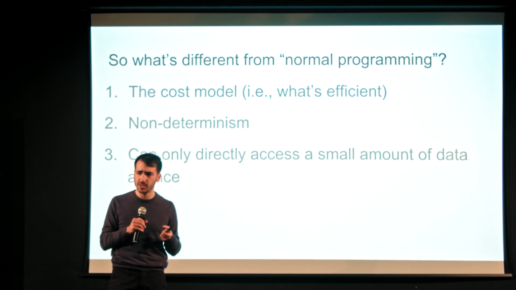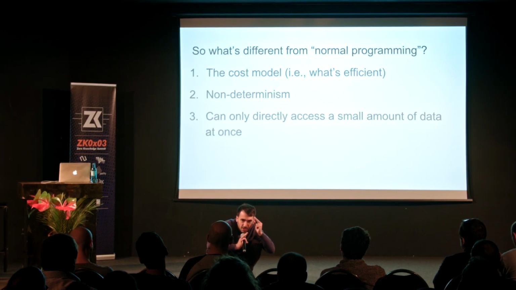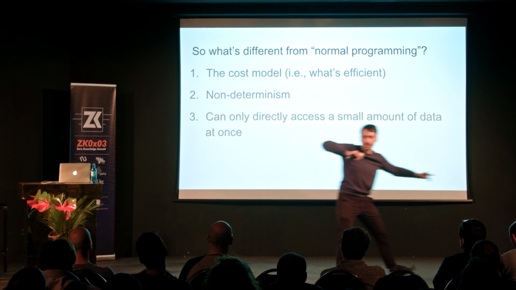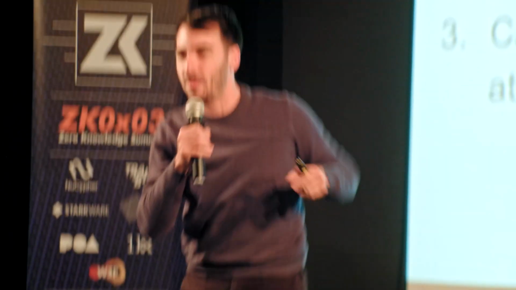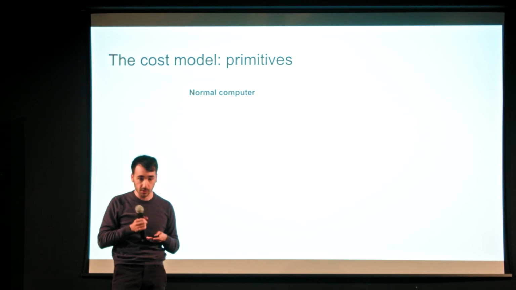In a way, it's not so different from a CPU. A CPU is this tiny thing, and over here is the giant memory, and the CPU just sees a small amount of the memory at any given time, right? But in a way, it's not so different. So let's first talk about the cost model.